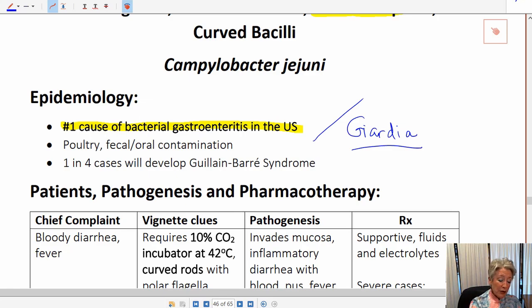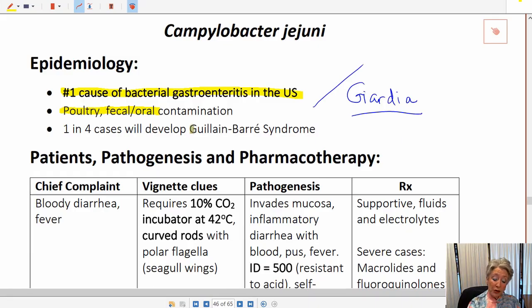Now, Campylobacter comes from fecal oral contamination from poultry. About 25% of cases will go on to develop Guillain-Barré syndrome, and that is quite a high number.